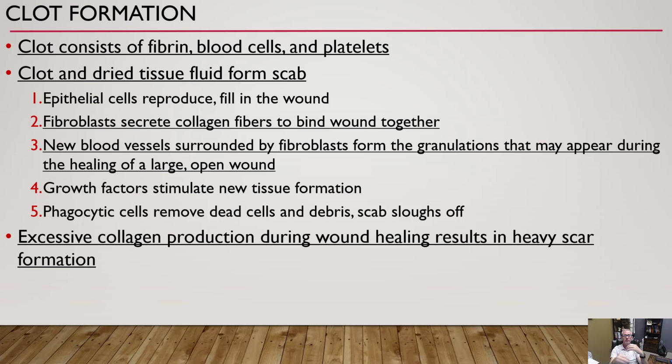Those epithelial cells are going to reproduce to help fill in that wound. And then we have these fibroblasts. Remember, fibroblasts secrete collagen, elastin, and reticular fibers. So these fibroblasts are going to secrete collagen to help bind that wound together. Remember, collagen's very tough, kind of holds things together. Ligaments, tendons are made of collagen. So fibroblasts secrete these collagen fibers to help bind the wound together. And new blood vessels surrounded by those fibroblasts are going to form this granulation tissue.